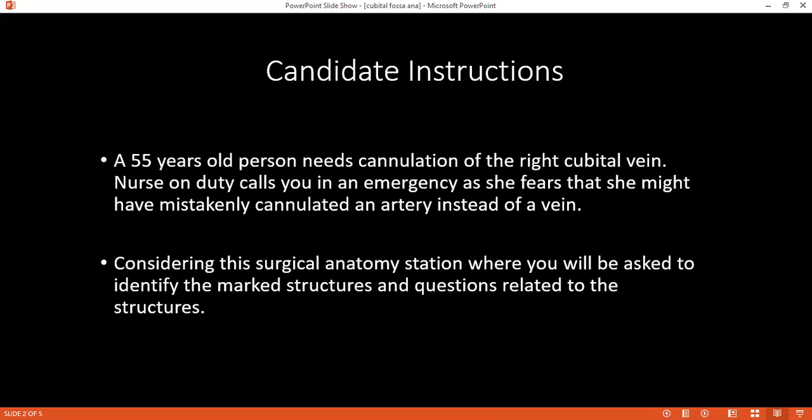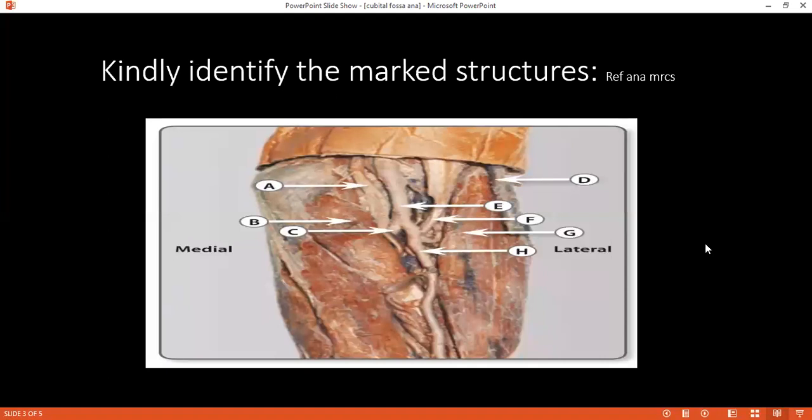Right, so if you have read and understood this surgical anatomy station, kindly tell me what you are looking at. Looking at the cubital fossa. Which side, if you can identify? It's the right. Right arm. Can you please tell me the boundaries of the cubital fossa?